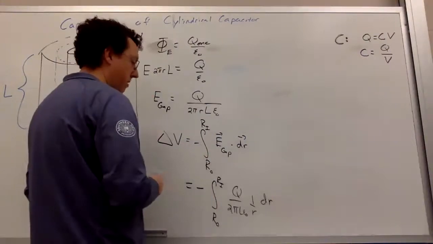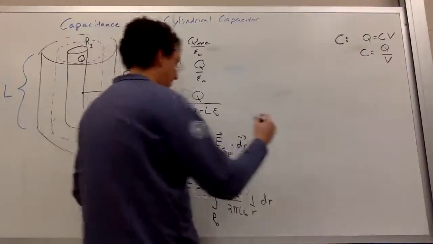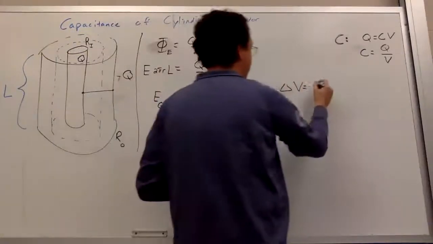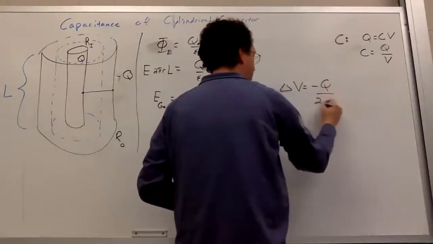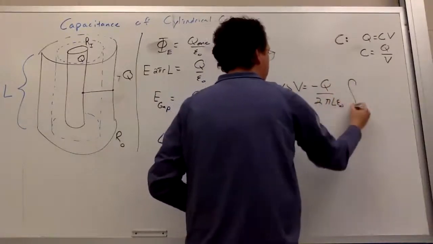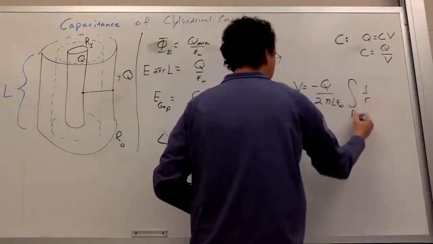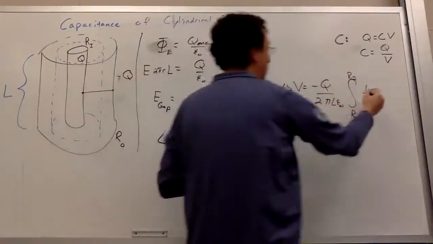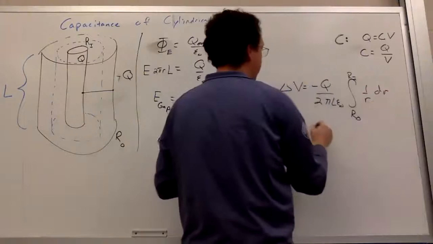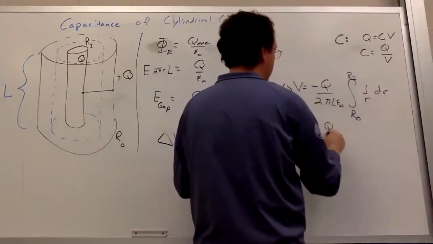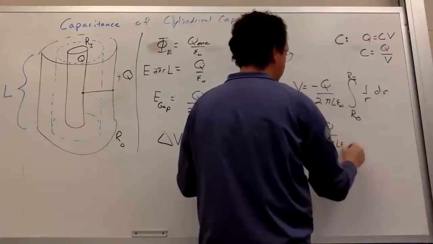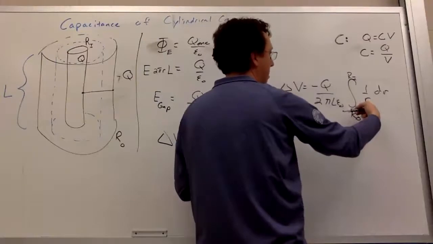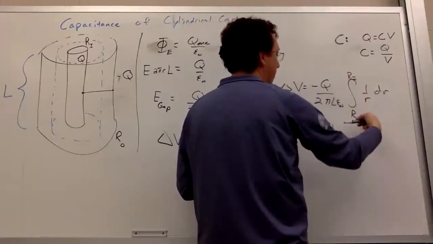And we can do this integral now. So let's do that. I can write this as delta V equals, I'm going to pull all these constants out. I get minus Q over 2 pi L epsilon naught times the integral of 1 over R from R outer to R inner, dr, which simply gives me minus Q over 2 pi L epsilon naught. This gives me log of R inner over R outer.